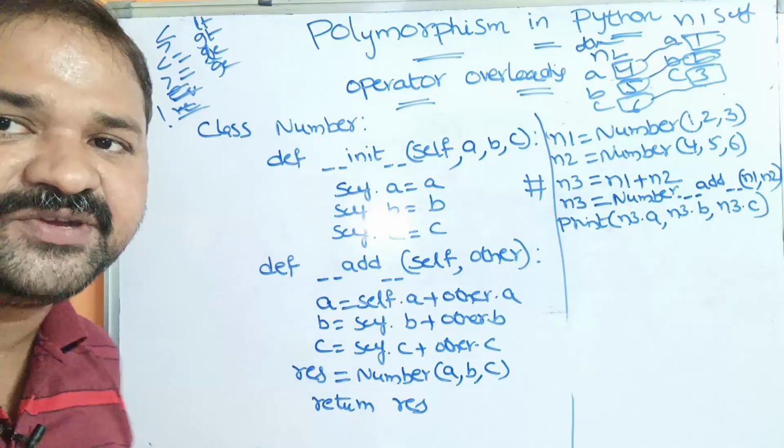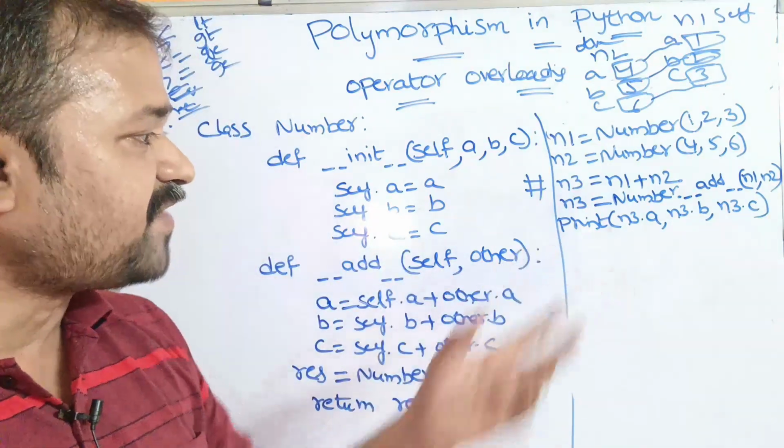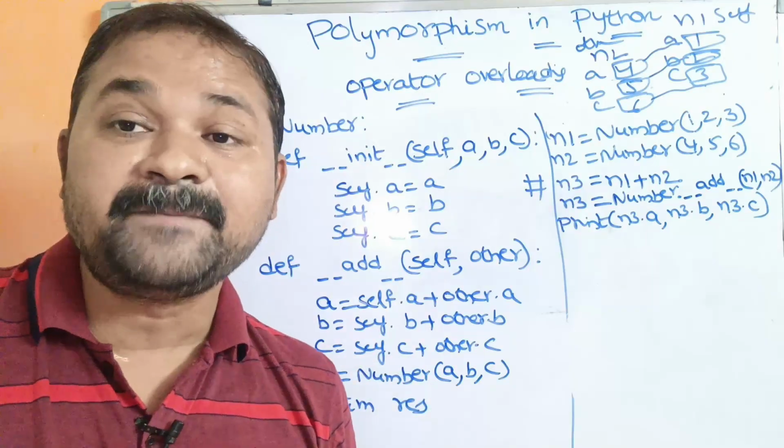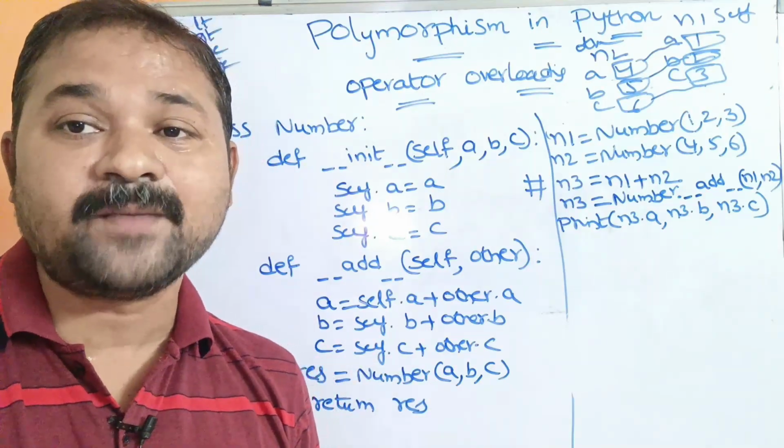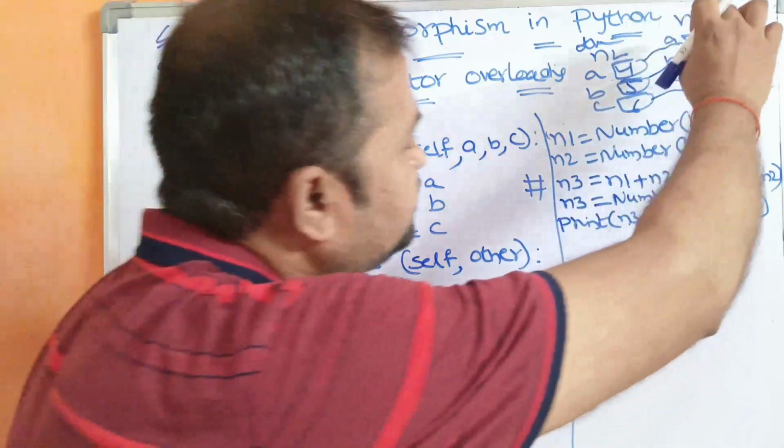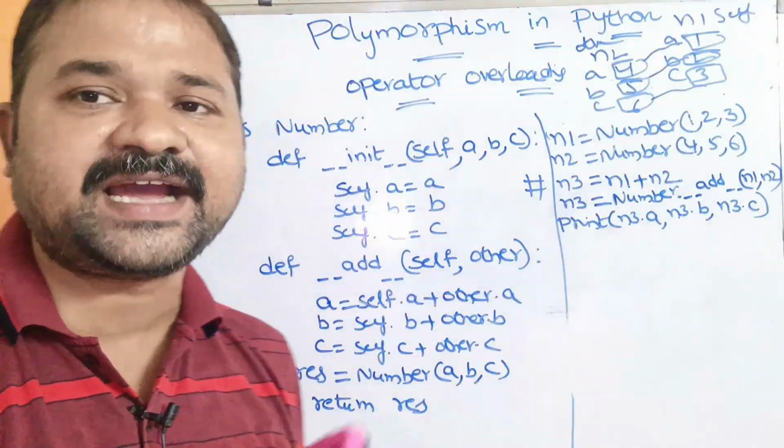Not equal to means we can use NE. Now let us see the function for how to overload the comparison operators. Let us overload comparison operators, whether object 1 content is less than object 3 content or not.